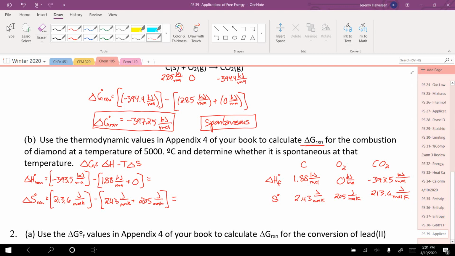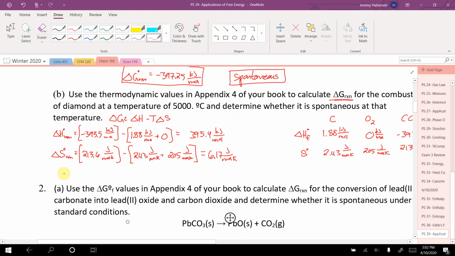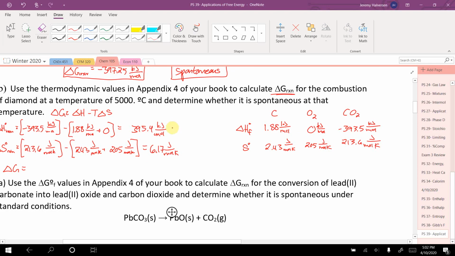Gives me a delta H of reaction of negative 395.4 kilojoules per mole, and a delta S of reaction of 6.17 joules per mole K. Okay, all right, so now we can plug this in. So we'll have delta G equals, but before we do this, we need both in joules or both in kilojoules. So let's put them both in kilojoules. So this would be 6170 kilojoules per mole Kelvin.